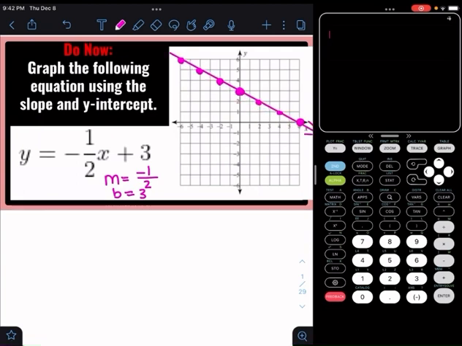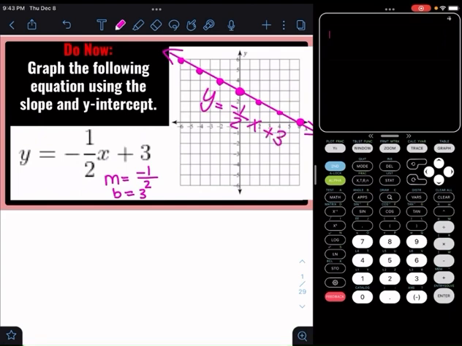I'm going to put arrows because it doesn't tell me where to end it. And then I want to write my equation somewhere so they know what I graphed. I graphed y equals -1/2x plus 3. And that is perfect, full credit.